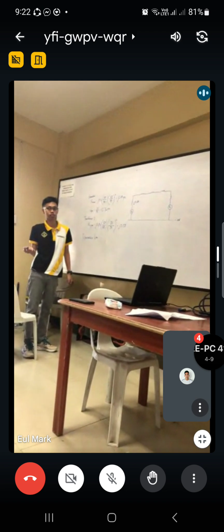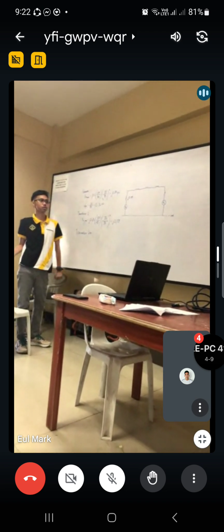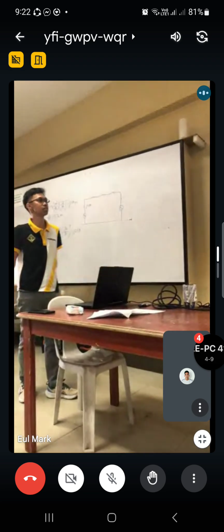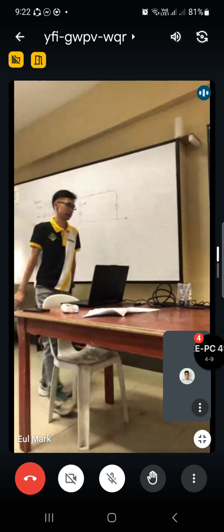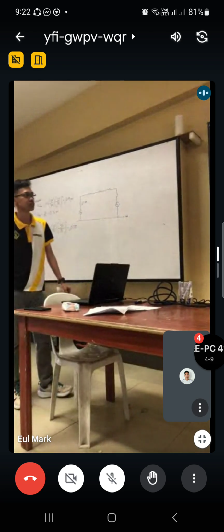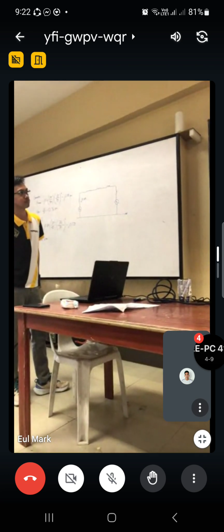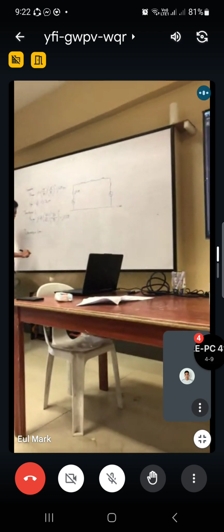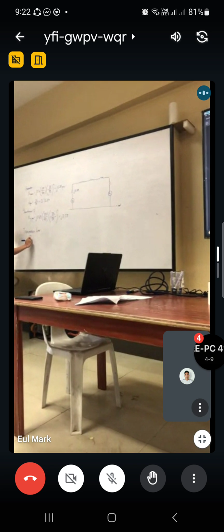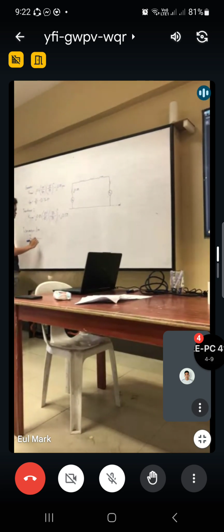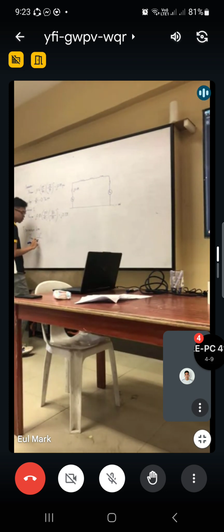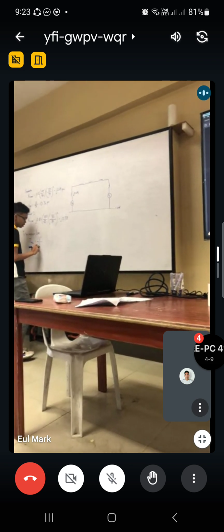Actual over base. But what is the base, impedance or base reactance? It's impedance. So what is Z base? Z base is equal to V base squared over power base.